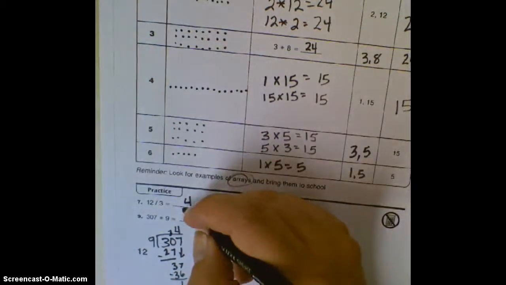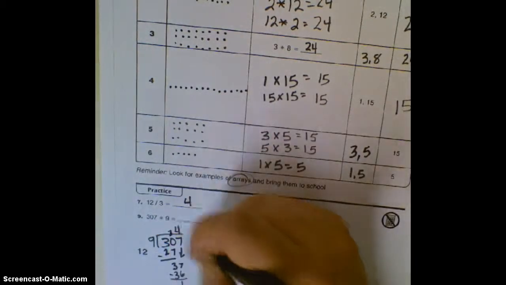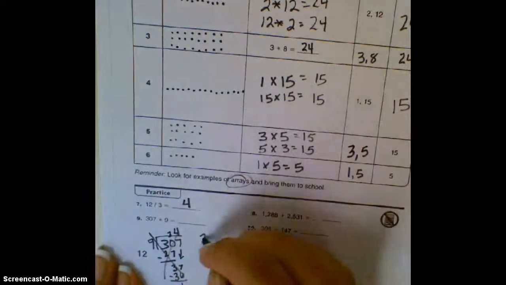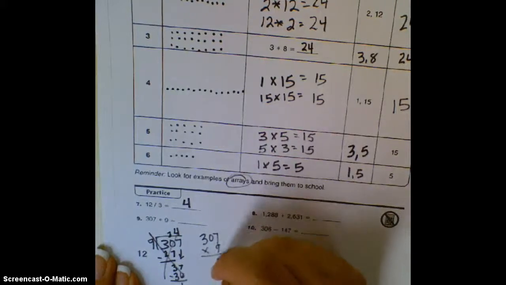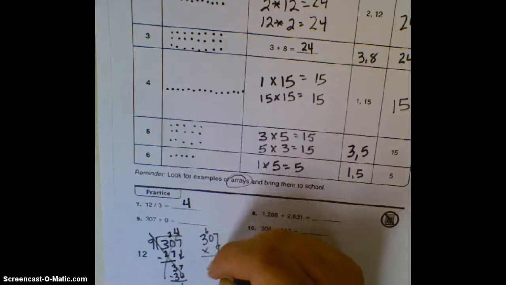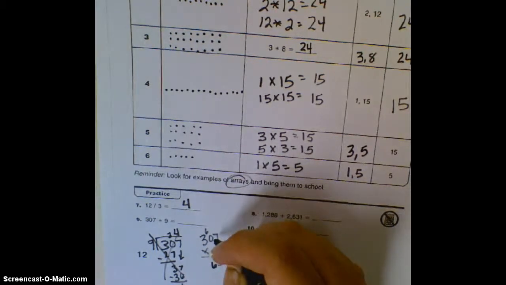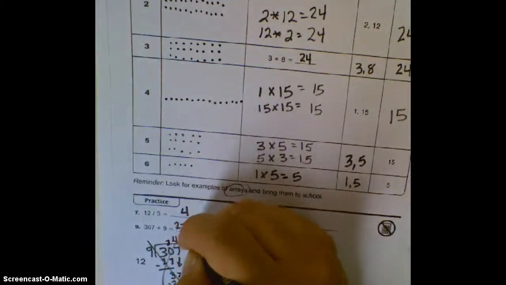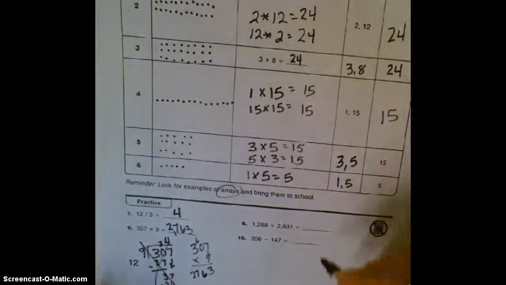So for this one, oh my goodness, and here I did it the wrong way the whole time. I was supposed to multiply, not divide. We'll try that again. 307 times 9. 9 times 7 is 63. We'll carry our 6. 9 times 0 is 0 plus 6 more. A 6. And then 9 times 3 is 27. So 27,063 for that one.